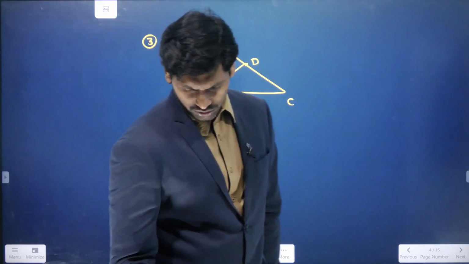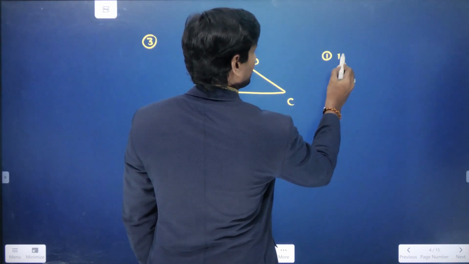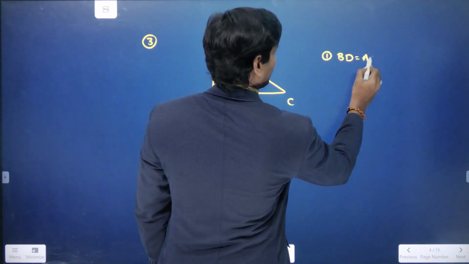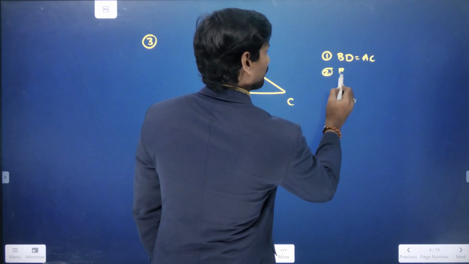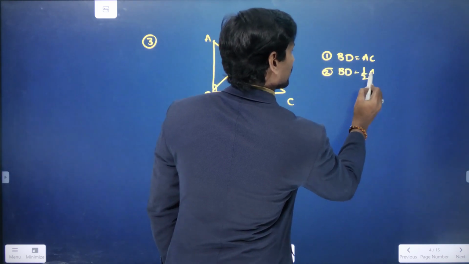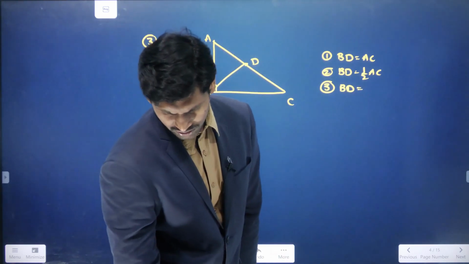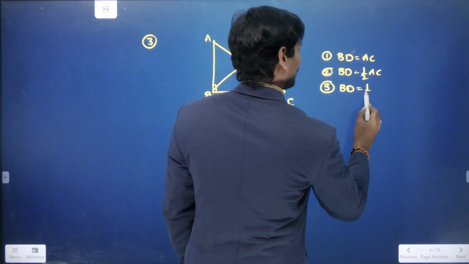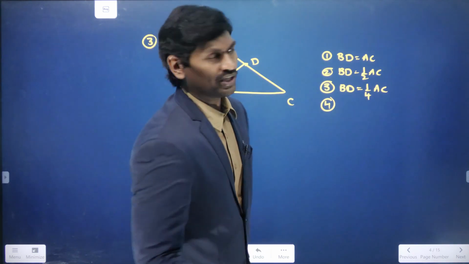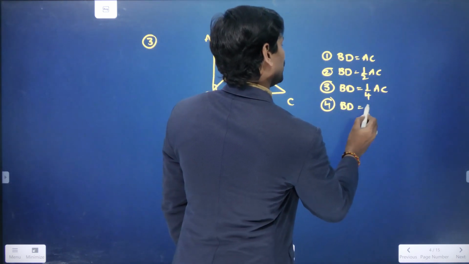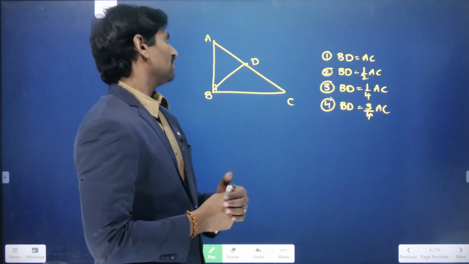Now we need to prove one of the options. Which options are given here? First option is BD equals AC. The second option, BD equals half AC. The third one, BD equals 1/4 AC. And the fourth one, BD equals 3/4 AC. So which of the following statements is true? That means any one of the statements is true from the given figure.